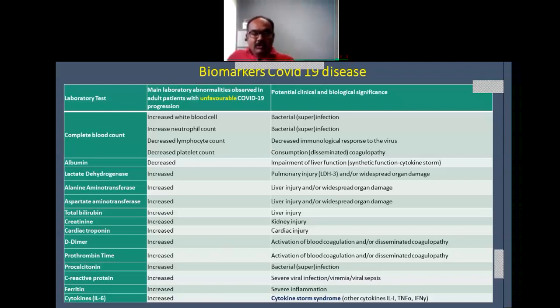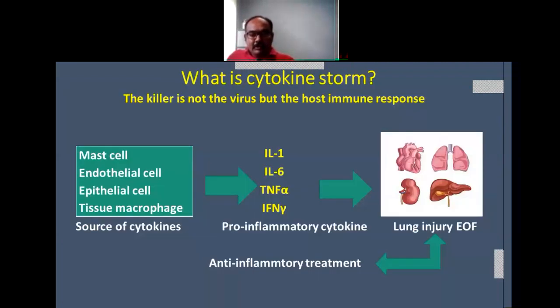So what is the role of cytokines now? In a severe COVID patient who has been infected for more than 20 or 25 days, the killer is really not the virus; the killer is the immune response. The mast cells, endothelial cells, epithelial cells, and tissue macrophages in turn synthesize the pro-inflammatory markers, which are IL-1, IL-6, tumor necrosis factor, and interferon gamma. And these have a good effect as a matter of physiology.